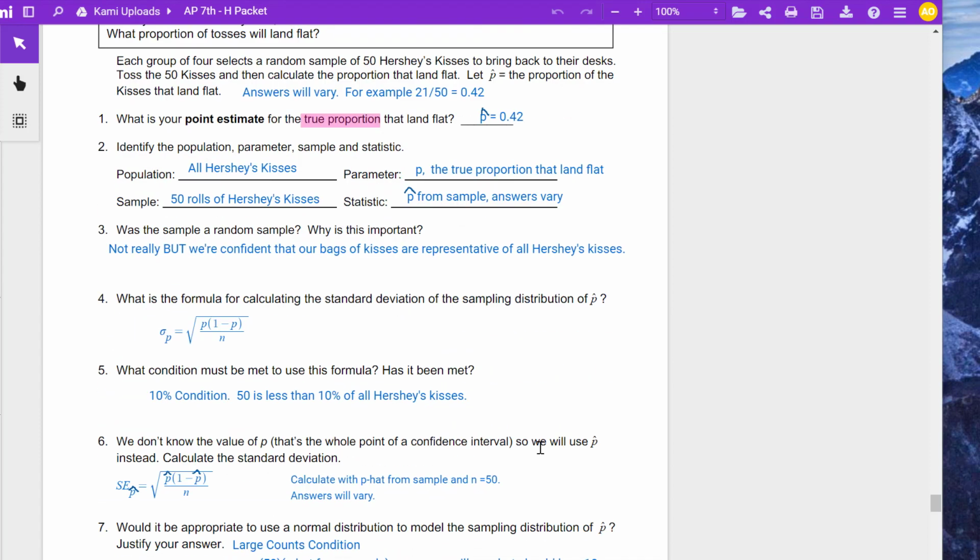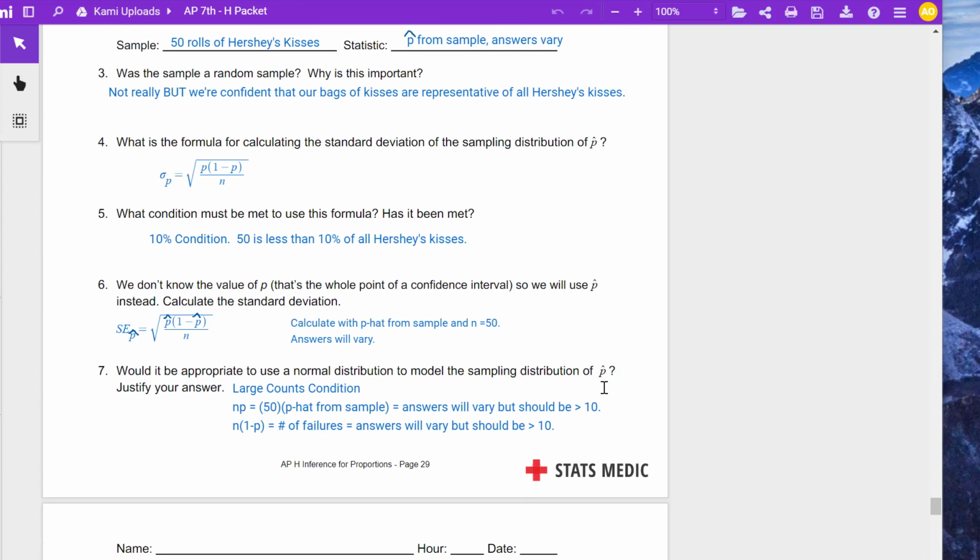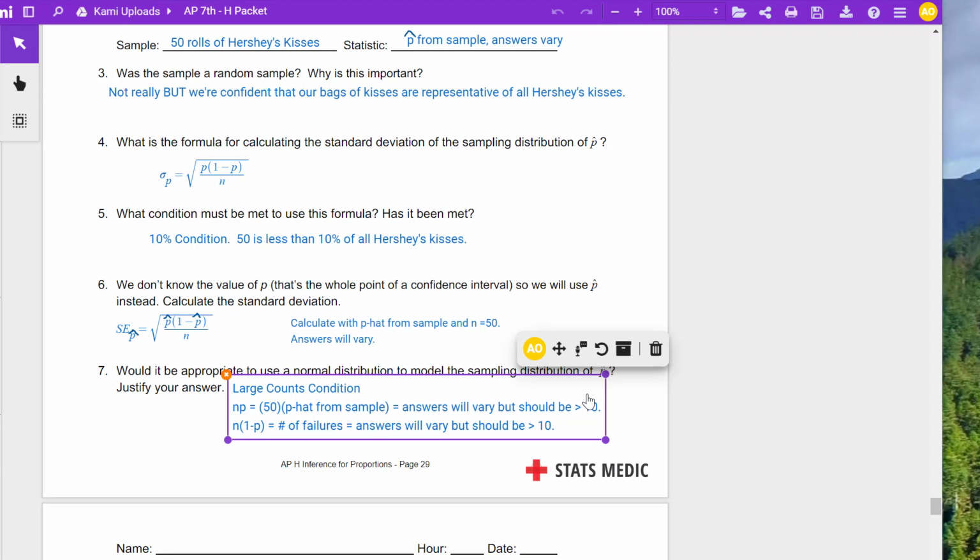Was the sample a random sample? I sent the students to go get Hershey's Kisses from the bags. So I would say not really, but we're confident that our bags of Hershey's Kisses are representative, so there's no reason to think that one sample is super unusual, other than just unlucky chance.